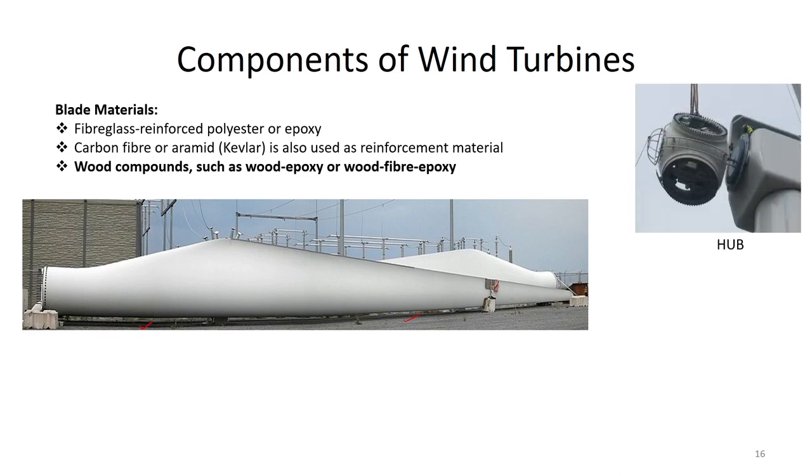Then we will have the hub. The hub looks something like this. Blades are attached to the hub, and then you can see this is the shaft which connects to the gearbox.